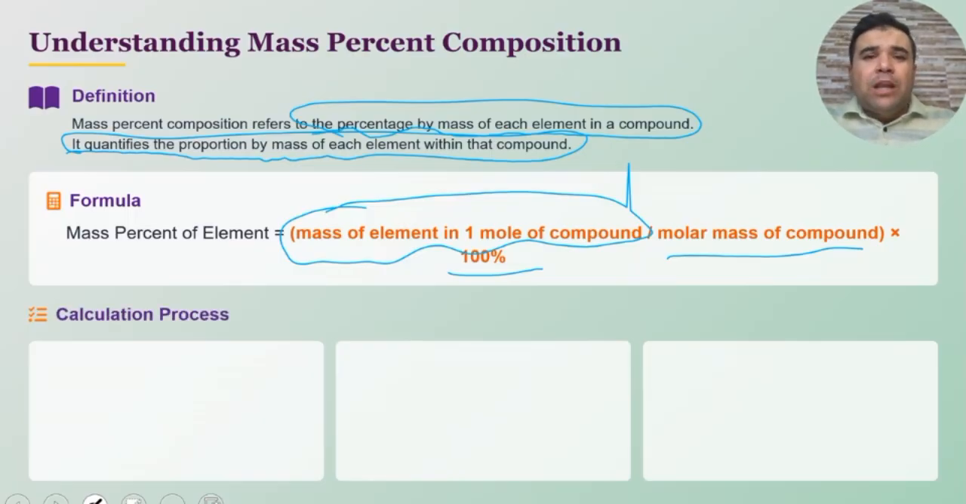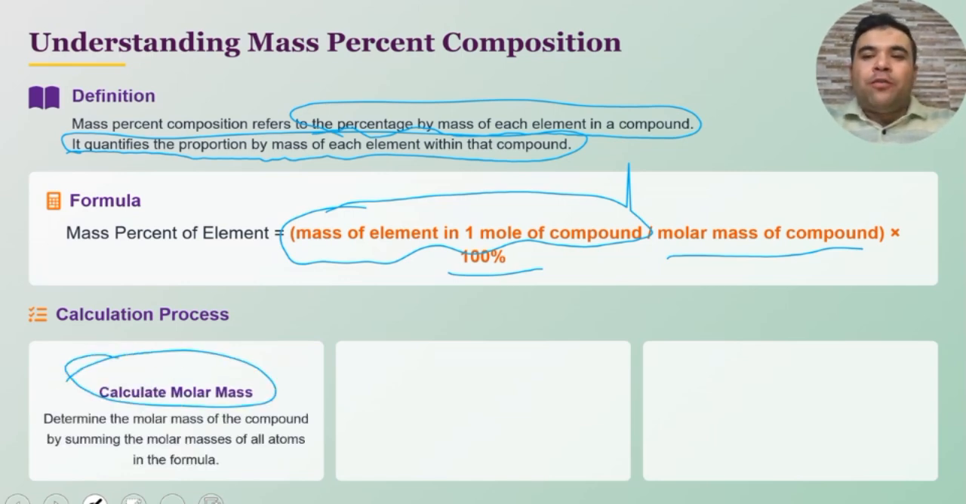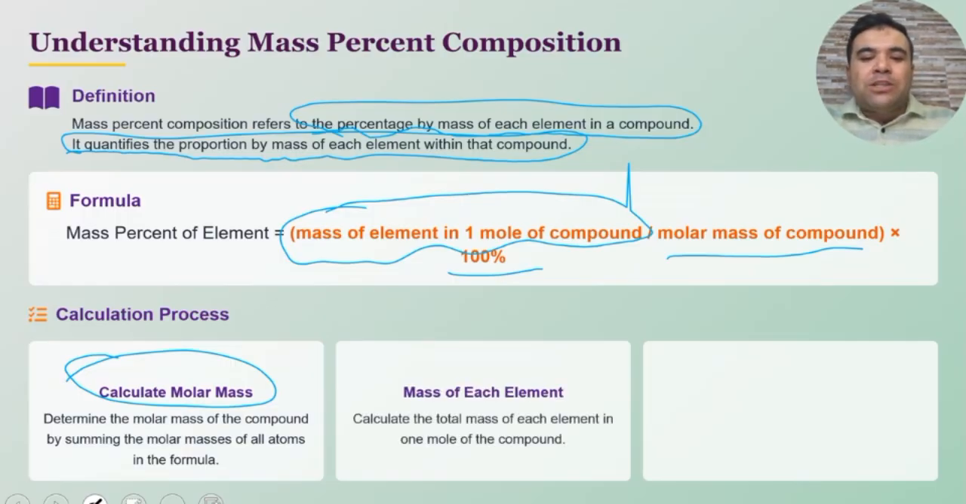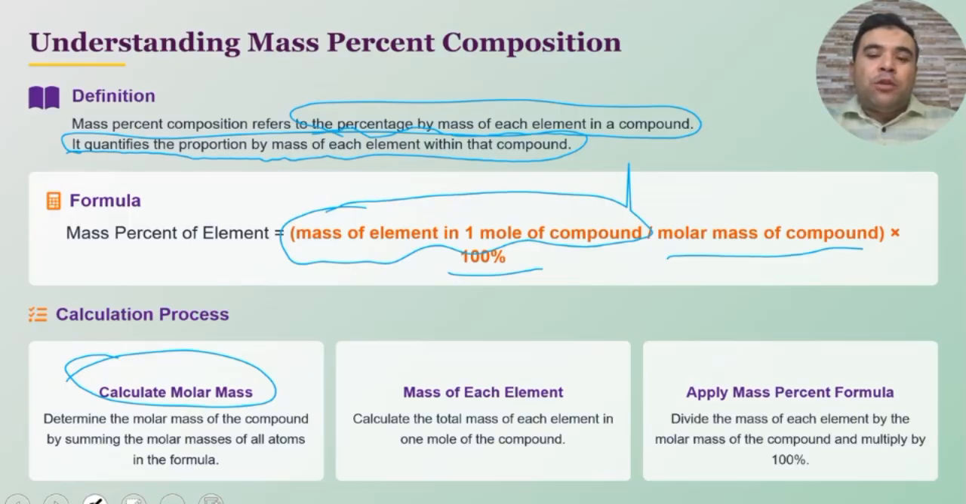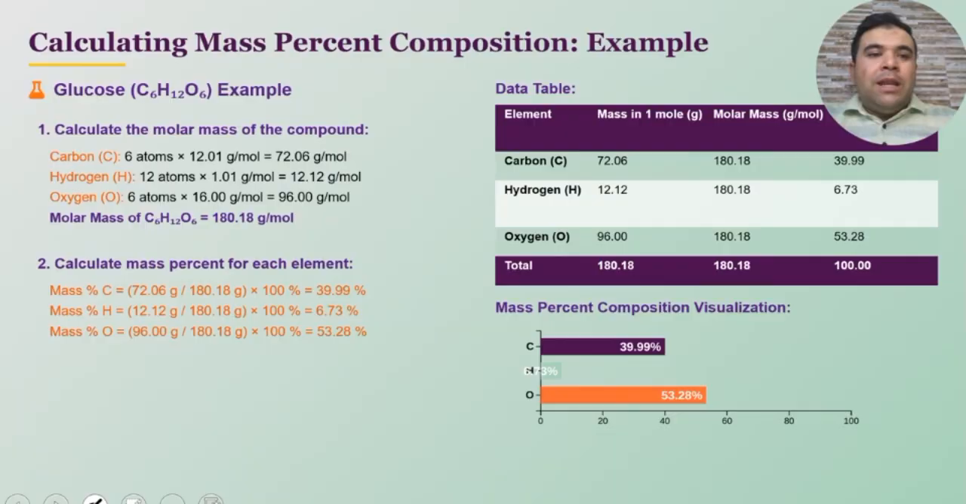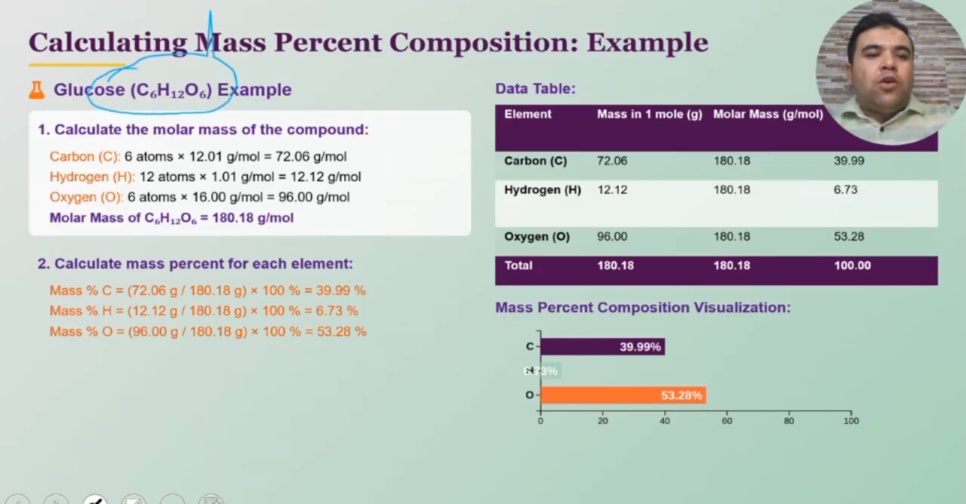How to perform the calculation, guys? We should follow 3 steps. The first step, we should calculate the molar mass of the compound from the elements, and then we will be calculating the mass of each element, and then perform the calculations by using the formula which we have provided. Let us solve this example. It's a sample problem. Here we have glucose, made up of 3 elements: carbon, hydrogen, and oxygen.